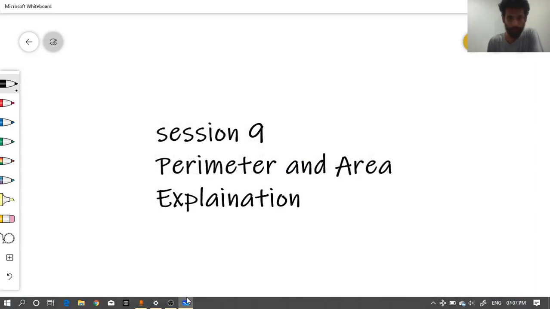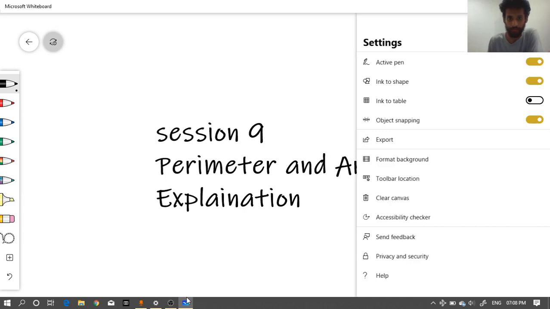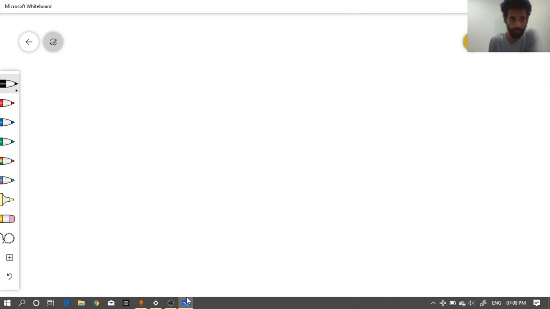So today your session is session 9, perimeter and area. Today we will be doing the explanation of that chapter. We will not start the exercise today, but we will be seeing the questions and how to do it.